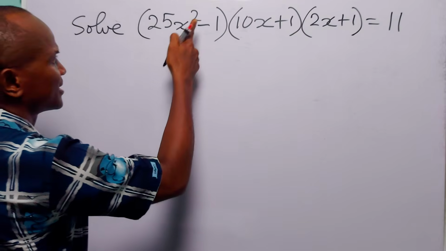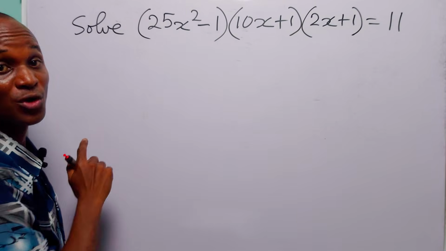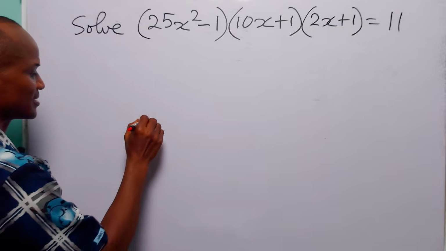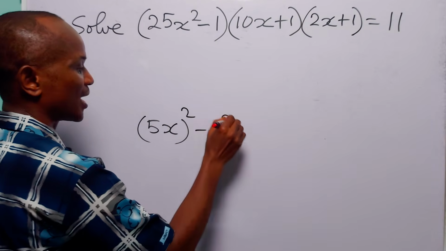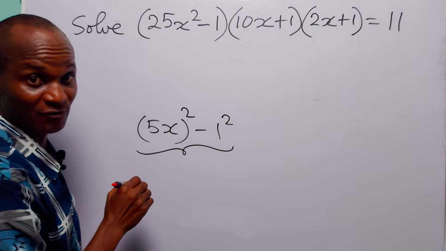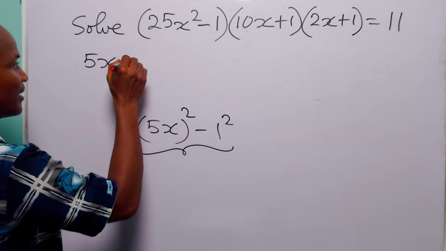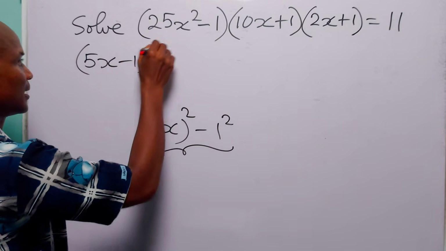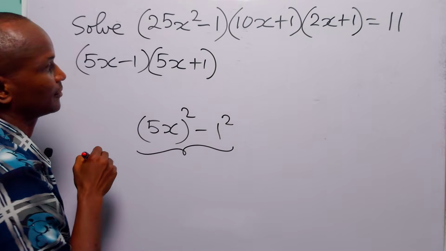Now, when you look at this, you'll see the difference of two squares. Of course, you know that we can write this first factor as (5x) squared minus 1 squared. And you know how we factorize the difference of two squares. We have 5x minus 1 times 5x plus 1.